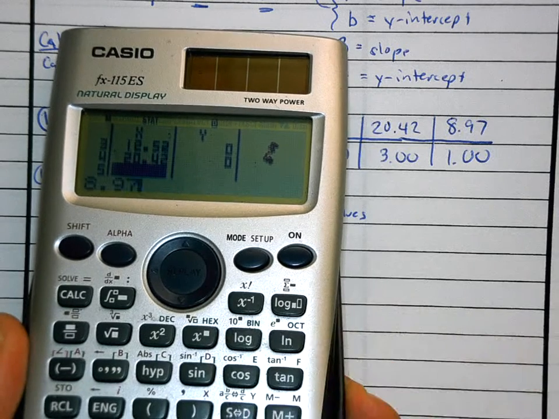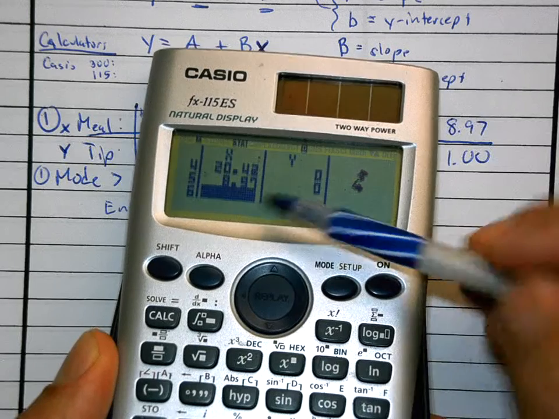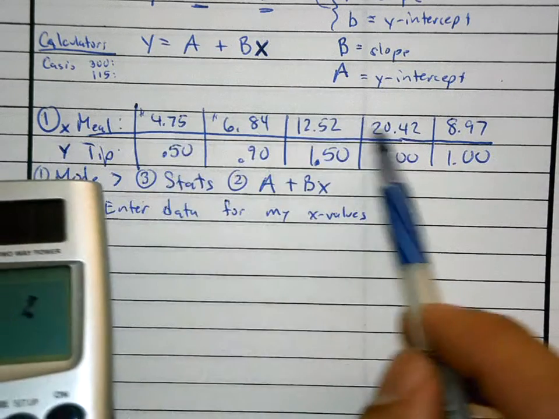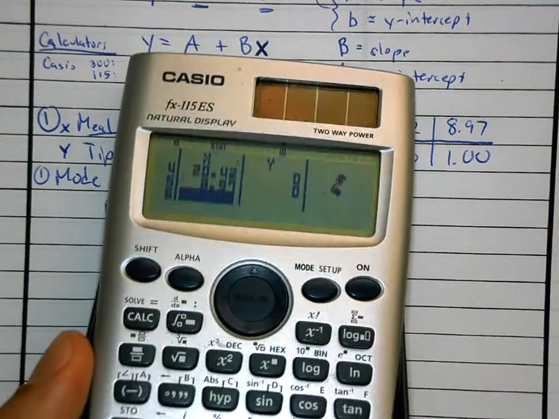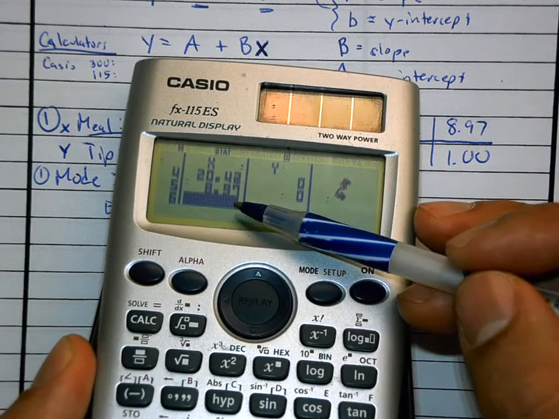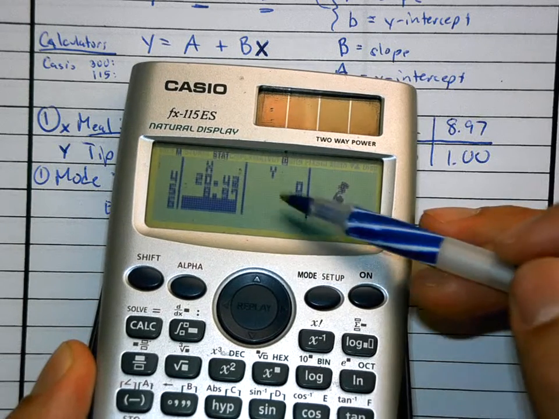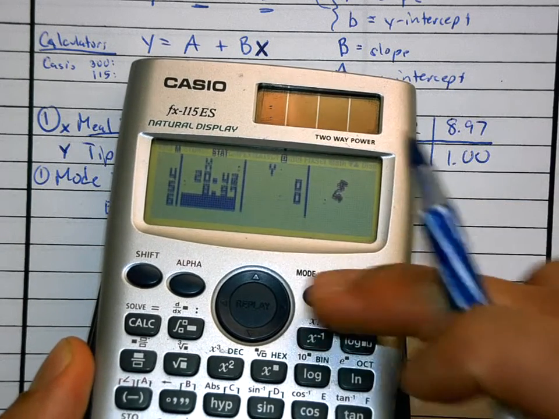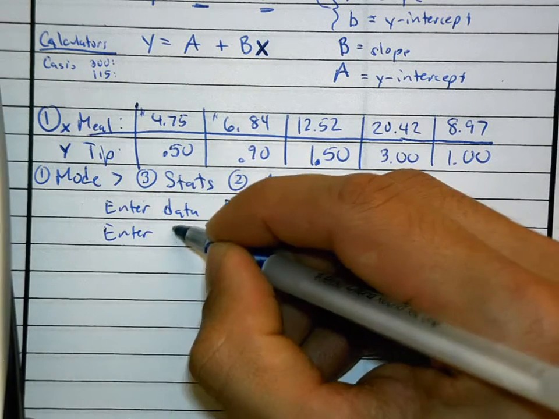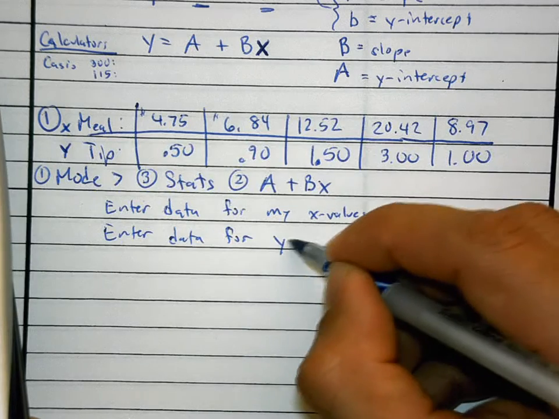8.97, enter. And I look, and it tells me I have 5 numbers in, and does that match? 1, 2, 3, 4, 5. Is that what I'm supposed to have? Okay, so now I'm almost ready for the 6th number because it will let me punch in as many numbers as I want. But I have to punch in the Y values next. Enter data for the Y values.